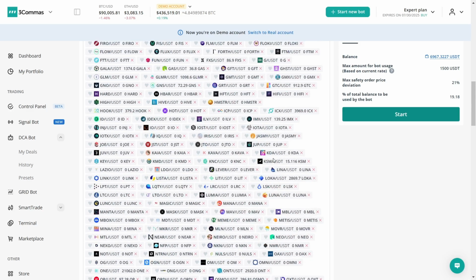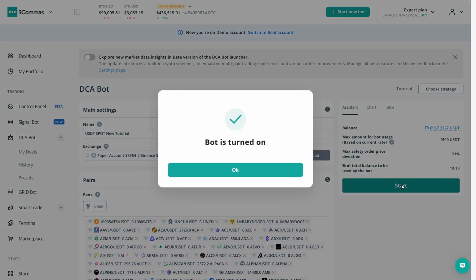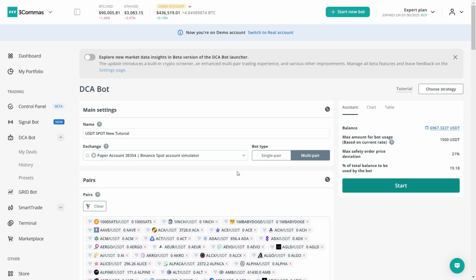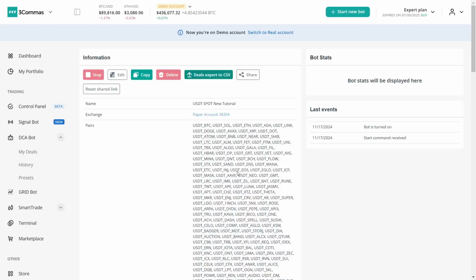Finally, I will go all the way up to set my bot name. It's very important that you have a meaningful name, so when you look at your bots, you will see what you're talking about. So I'm naming it USDT Spot New Tutorial, and I will start my bot. Simple as that. Bot is turned on. And that's it, guys. My bot is up and running.